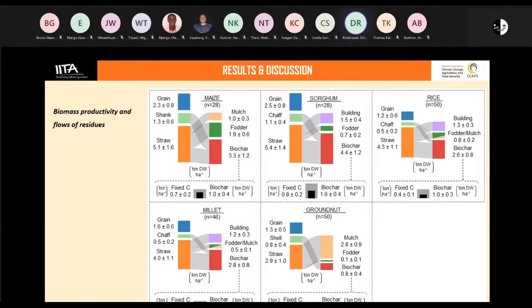In every season, from a maize crop, you get say 1 ton of biochar, which represents 0.7 ton of fixed carbon per hectare that you harvest. So with these results, next slide, please.